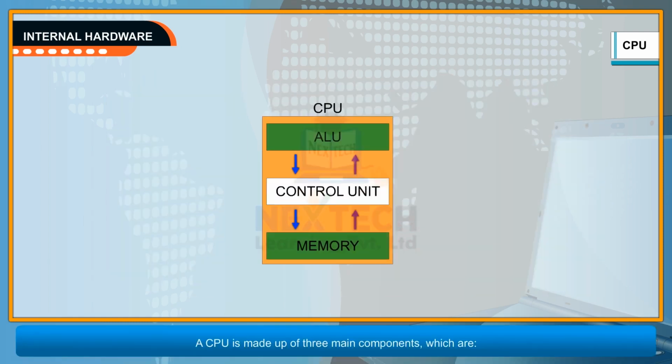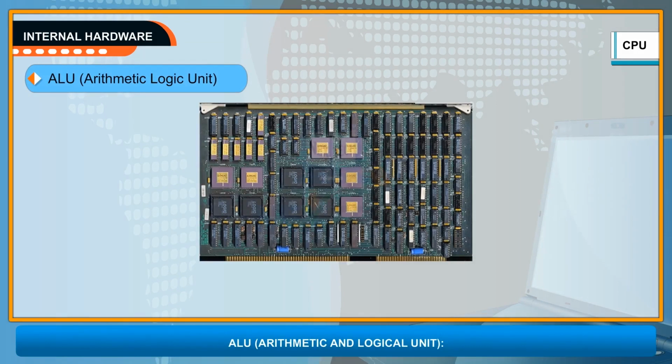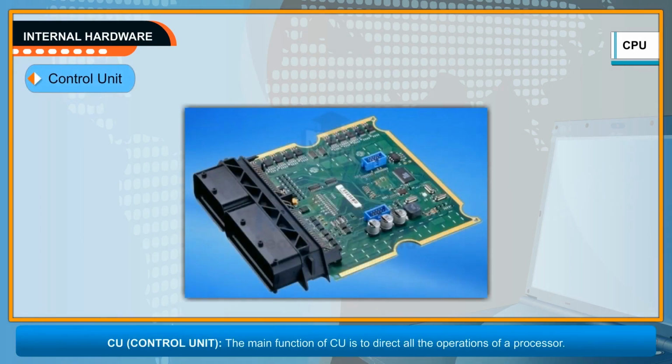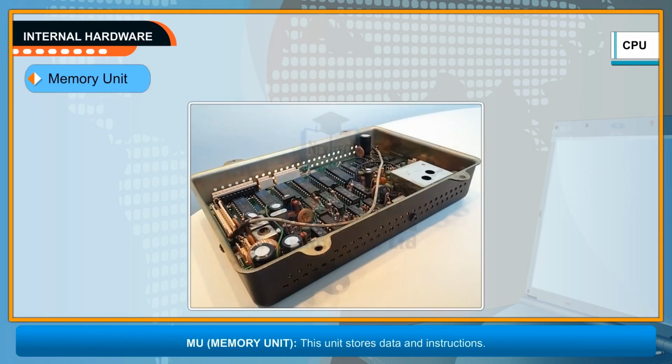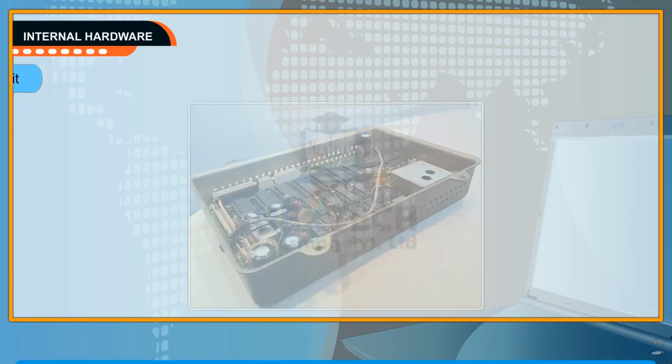A CPU is made up of three main components. ALU, Arithmetic and Logical Unit. The primary function of ALU is to perform arithmetic and logical operations. CU, Control Unit. The main function of CU is to direct all the operations of a processor. MU, Memory Unit. This unit stores data and instructions.